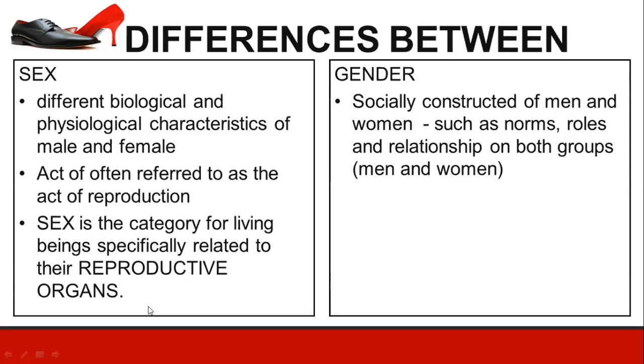It may also refer to the physical or physiological characteristics of a female or a male. When we say physiological, do you have the chromosomes? Do you have the reproductive organ? Do you have the hormones? The body of a female or a male? Also, sex could be referred to as the act of reproduction. So it is the process of procreation, in other words.